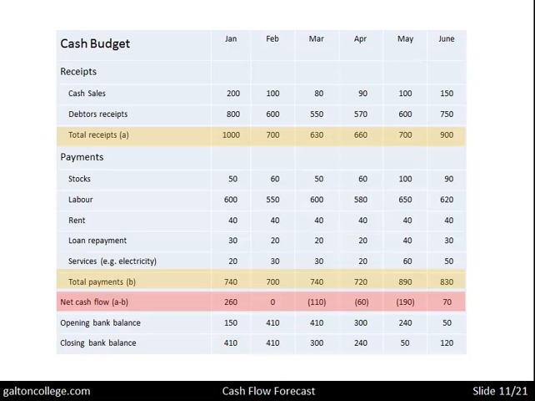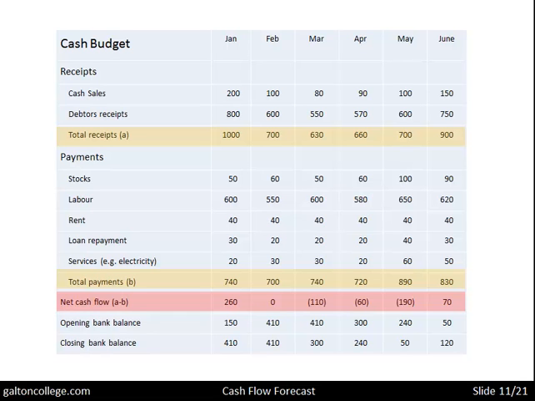And for March, the receipts are 630 and the payments is 740. Well, that means a loss of 110, a loss or a deficit or a negative figure. In other words, the cash flow situation is bad in March. It's also bad in April. It's down to 60, but it's still bad. In May, it's 190, but in June, the net flow is back to 70.